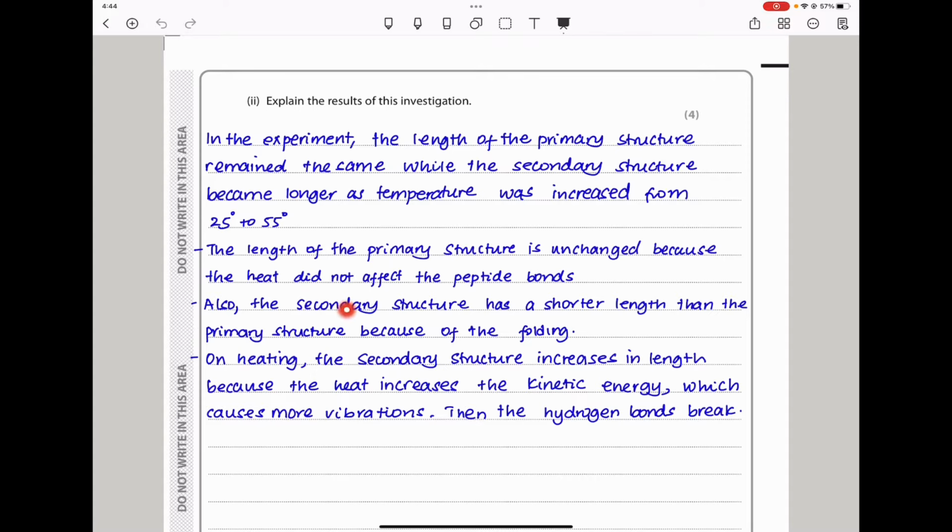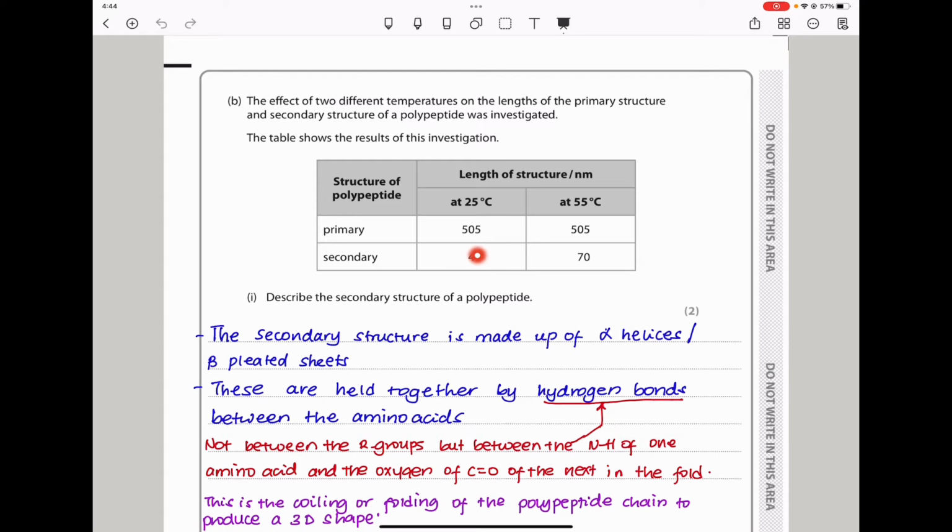I said also the secondary structure has a shorter length than the primary structure because of the folding. I want to take you back to this point here. You can see initially this one has a smaller length in comparison to that because there is greater folding here. So even if the increase in temperature increases the length, but because there is still some folding, the length does not increase as much as that in the primary structure.